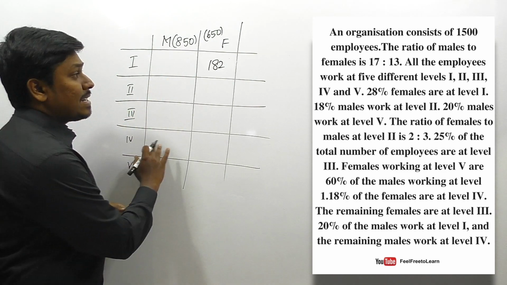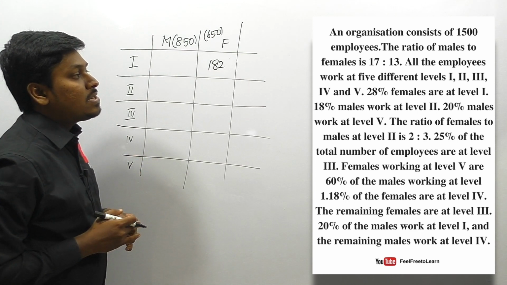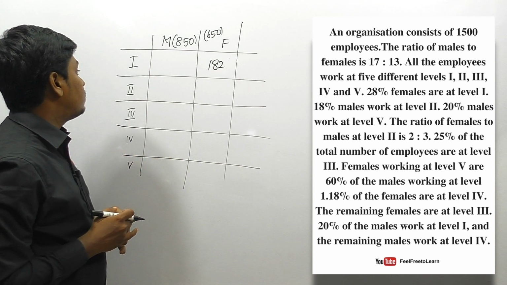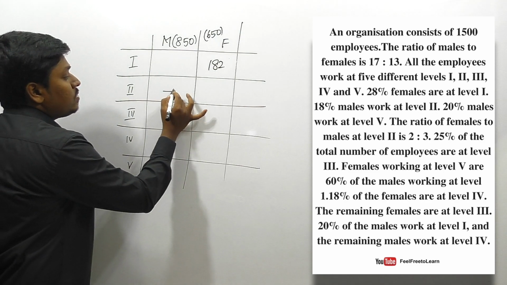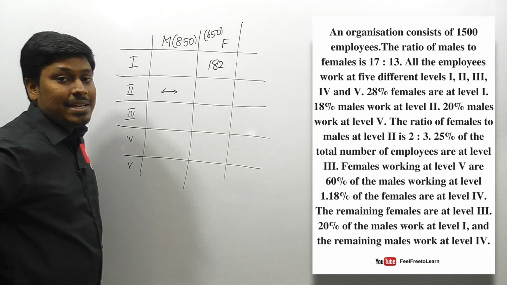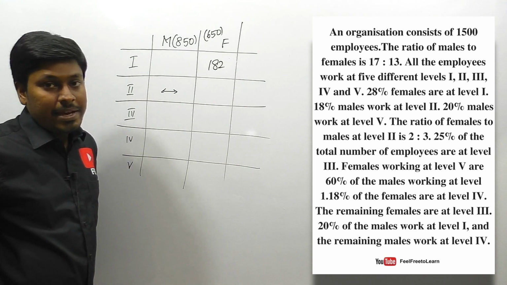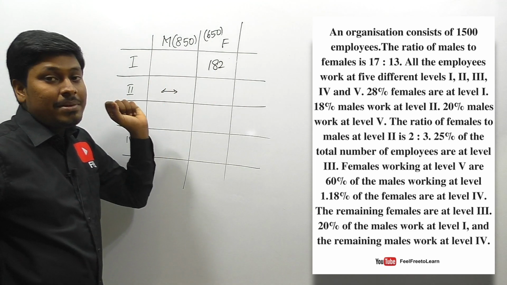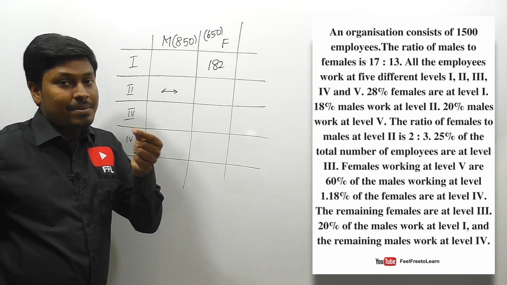So next point friends, next point is 18% of males work at level 2. So friends, listen here friends, level 2 where 18% friends. So first of all, 18% can be taken as 20% minus 2%, right? So 1% will be 8.5, 2% will be 17.